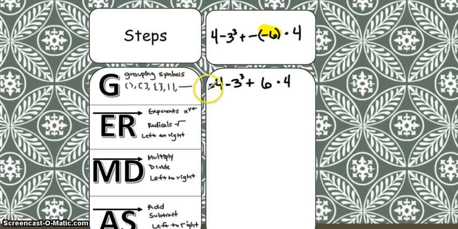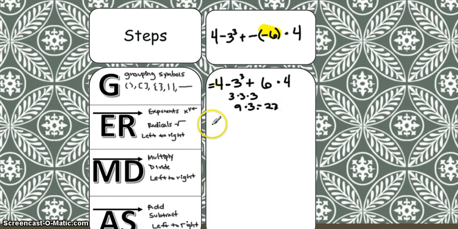Alright, so that was the grouping symbol. There's no more grouping symbols. Now we have exponents or radicals, and we do have an exponent here, and that's 3 to the third power. That means that we're going to do 3 times 3 times 3. 3 times 3 is 9. 9 times 3 is 27.